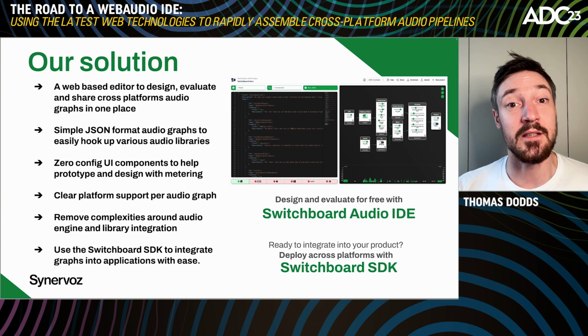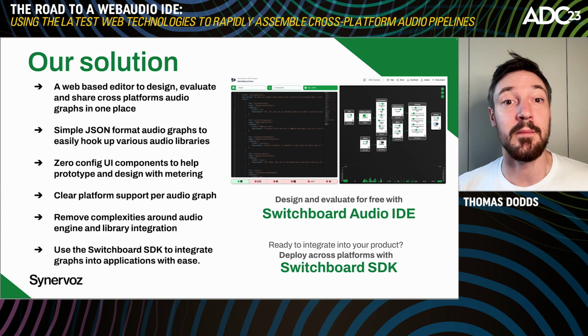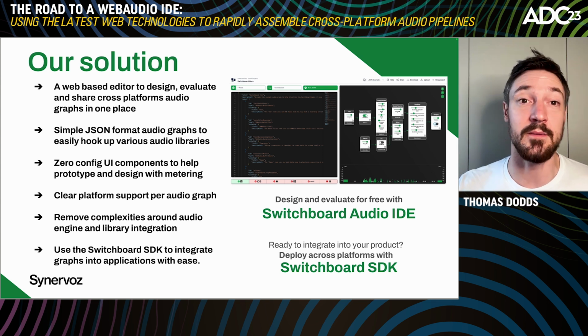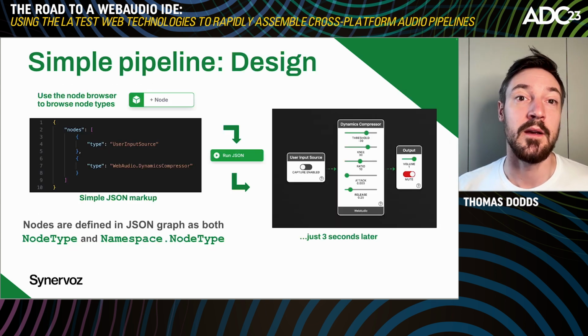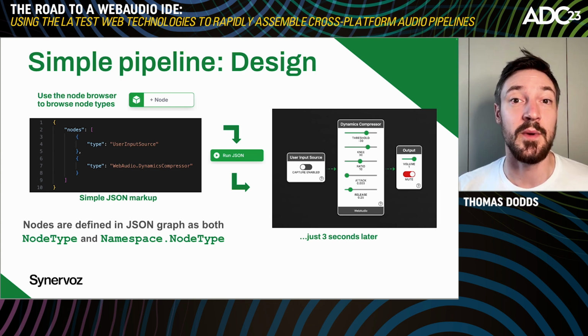We split the task of developing audio pipelines into 3 distinct parts: the design, the evaluation, and the deployment. So let's have a look at how this works. Let's start with the designing of the audio graph. As mentioned, we define our audio graphs with simple JSON. We can populate the nodes in our JSON using a useful node browser in the UI.